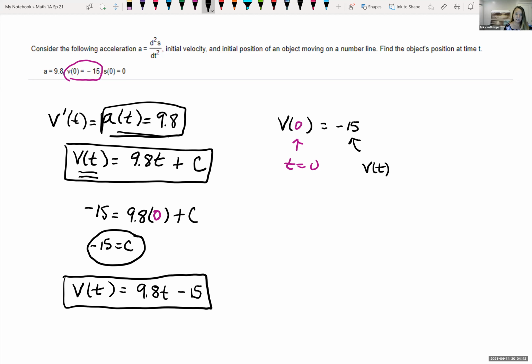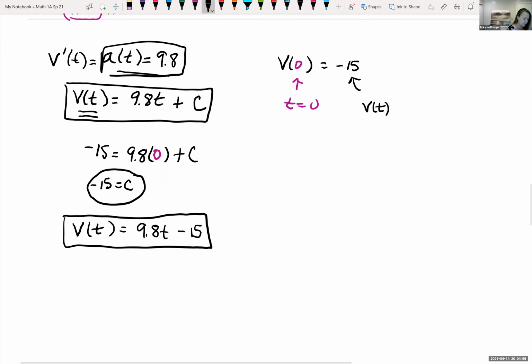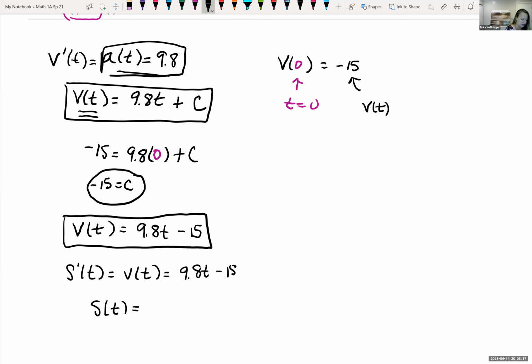So we found the velocity function, but we want to find the position function at time t. And so again, the derivative of the position gives us the velocity. So we know that s prime of t is equal to v of t, the velocity, which equals 9.8 t minus 15. So we have to think backwards again. We have to think to ourselves, what would we have to take the derivative of to get back 9.8 t?